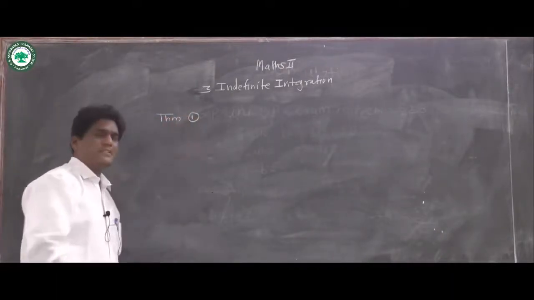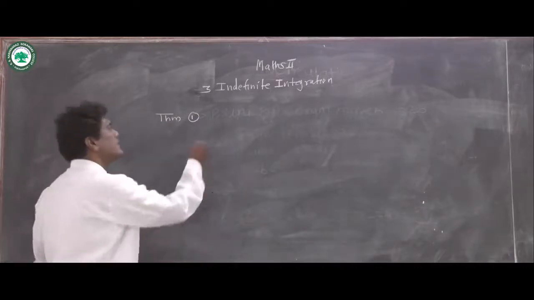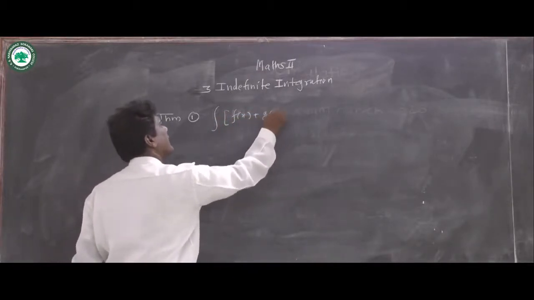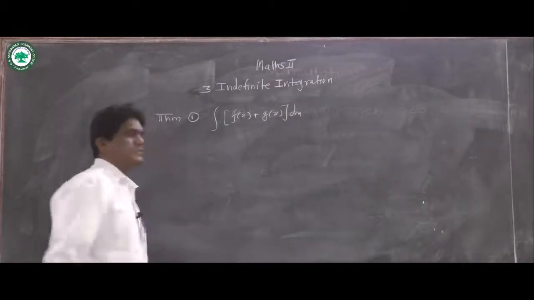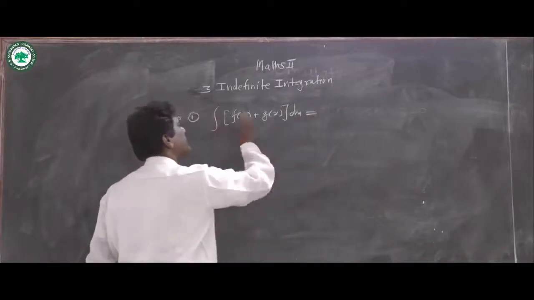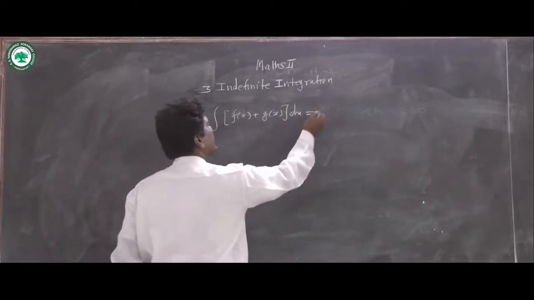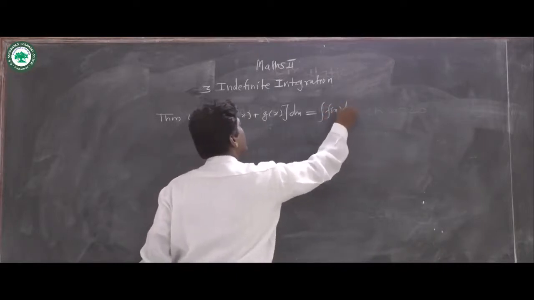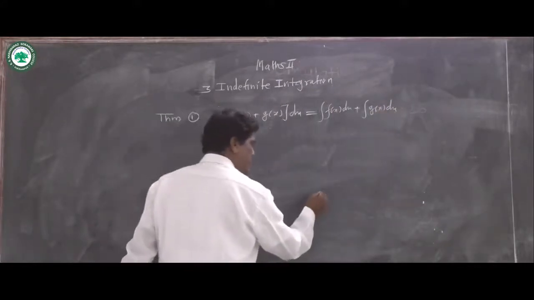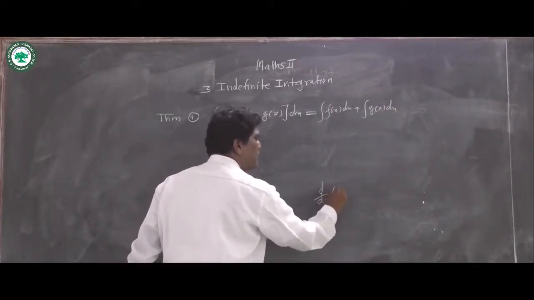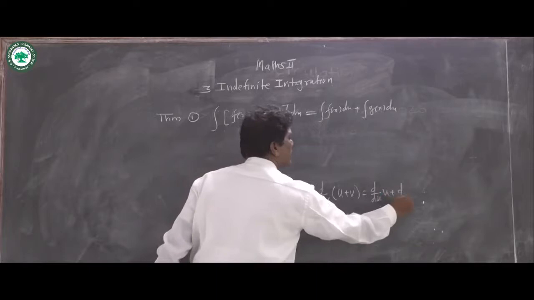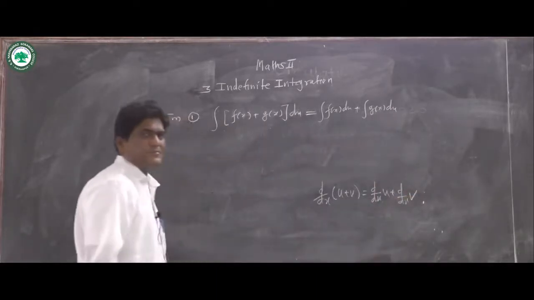Theorem first: if f and g are integrable functions of x, then the integration of f of x plus g of x dx is equal to the integration of f of x dx plus the integration of g of x dx. We have seen this in derivatives: d by dx of u plus v is equal to d by dx of u plus d by dx of v.